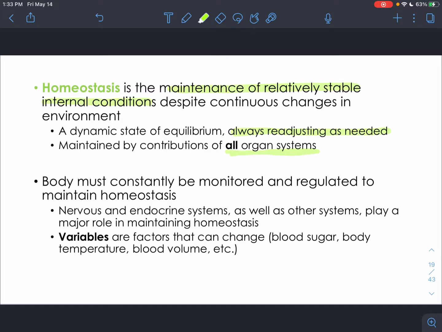Okay, and to do this, it must be constantly monitored and regulated. The big two organ systems that are going to be involved in this, which you need to know, are the nervous system and your endocrine system. Again, I already said all of them kind of work together, but these two are the big daddies. Your nervous system and endocrine system are really going to play a major role in maintaining homeostasis. The things that can change, so your body temperature, blood volume, blood sugar, all these things I just talked about, those are considered what we call variables. Those are the things that homeostasis is going to keep in check.